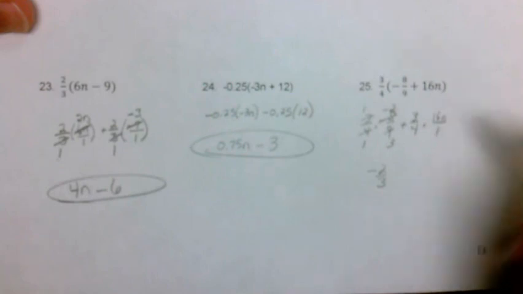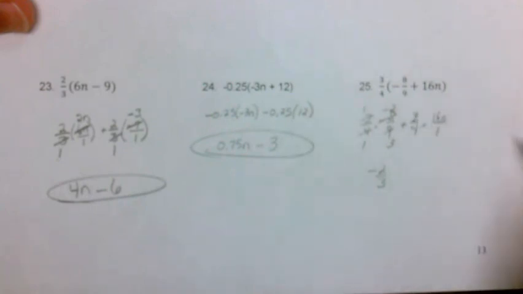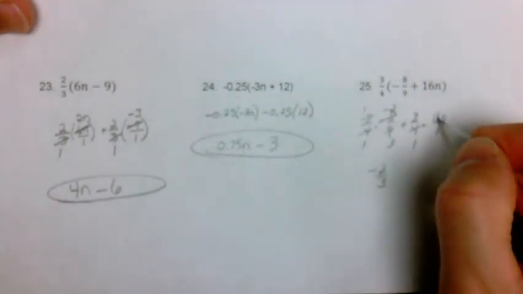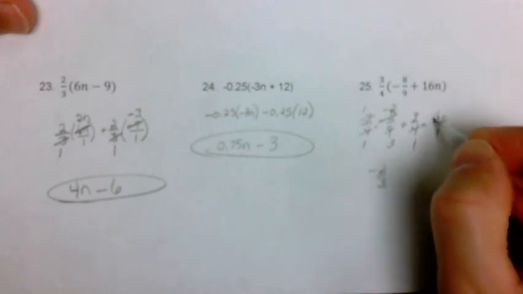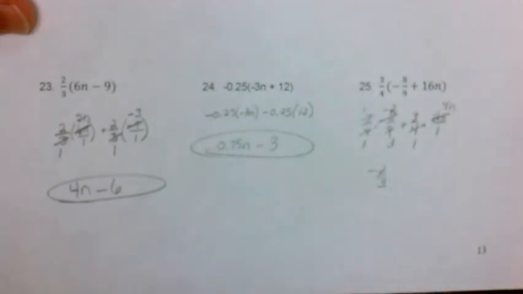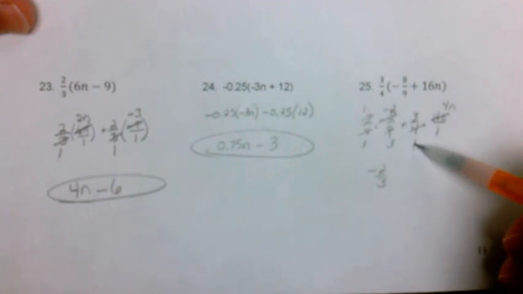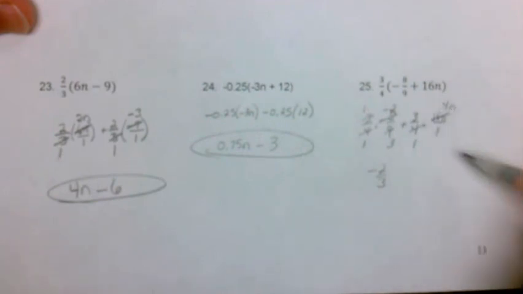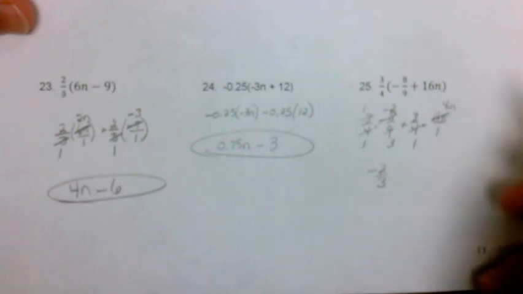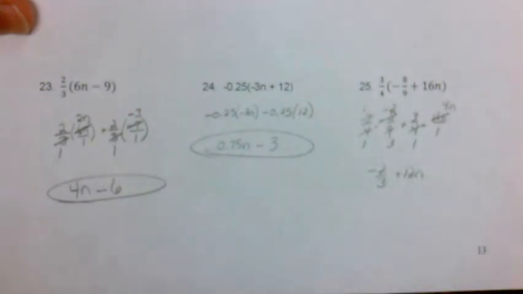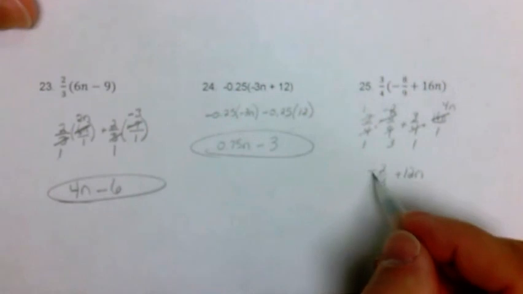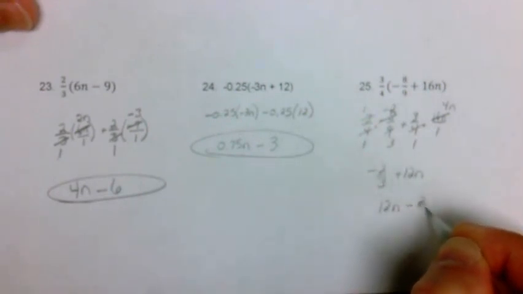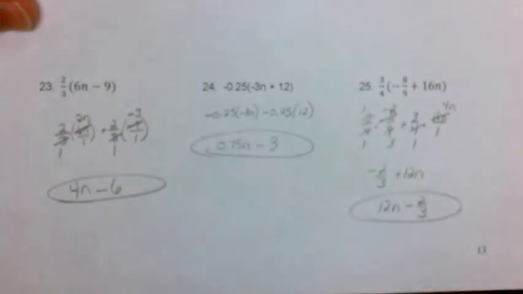In my second part of the problem here, 3/4 times 16n over 1, 4 and 16 have a common factor of 4. 4 goes into itself once. 4 goes into 16 4 times, so 16n is going to become 4n. And now it's 3 over 1, which is 3, times 4n over 1, which is 4n. 3 times 4n is positive 12n. So we would have negative 2/3 plus 12n, or 12n minus 2/3 if we put our variable term out front.